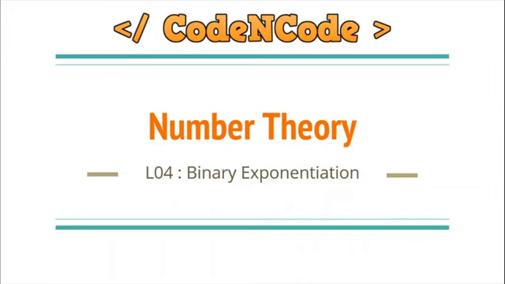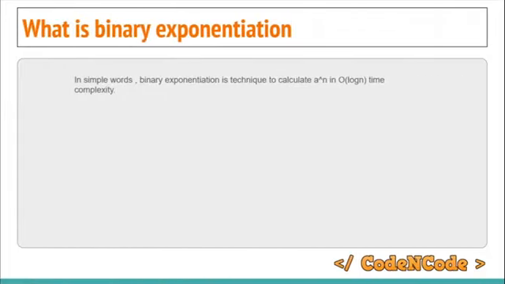And in this lecture we are going to talk about binary exponentiation. So binary exponentiation is basically when you are given to calculate a raised to power n, and it is also known as exponentiation by squaring. So you are given two integers a and n, and you have to calculate a raised to power n. Then there are two approaches. One is of course brute force and the other one is binary exponentiation. So binary exponentiation allows you to calculate a raised to power n in log n time complexity.